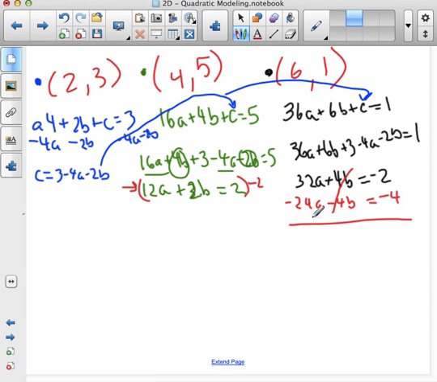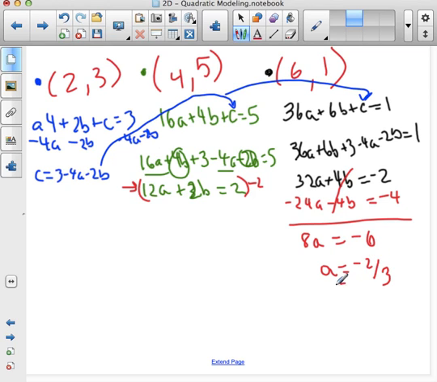32 minus 24, I believe, is 8a. 8a equals -2 minus 4, which is -6. And if I divide both sides by 8, I believe, I get a is -2/3. Now you probably are not so happy about that, but it's really not so bad. We're going to use that.